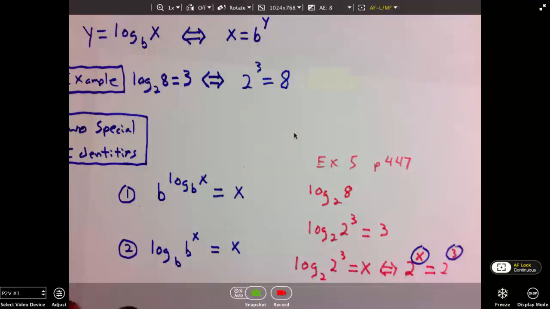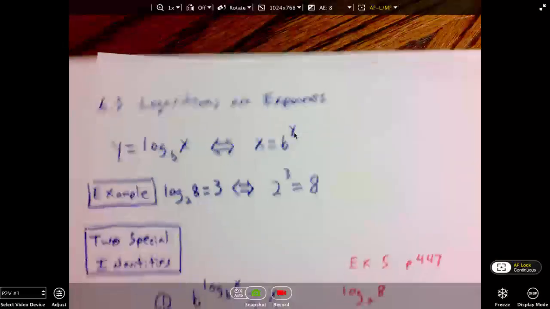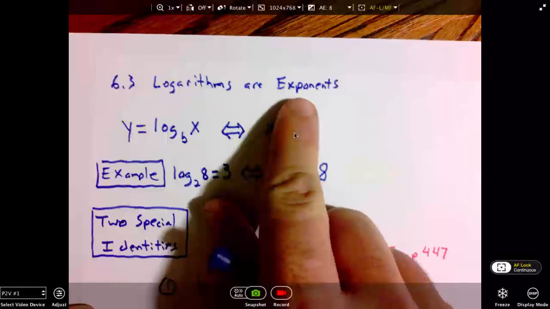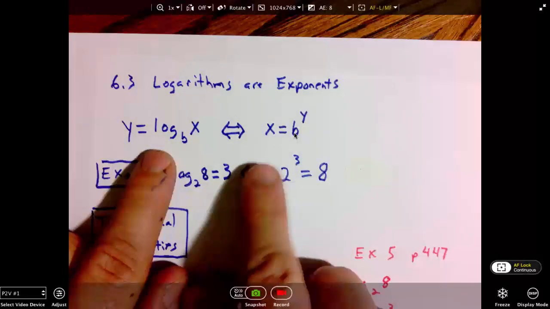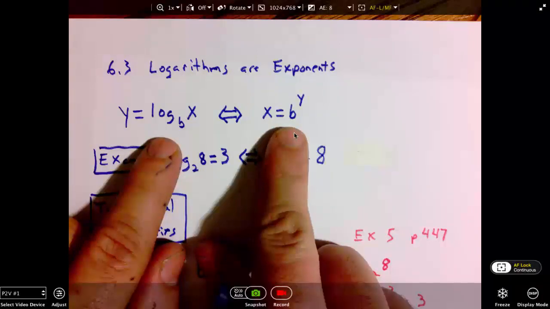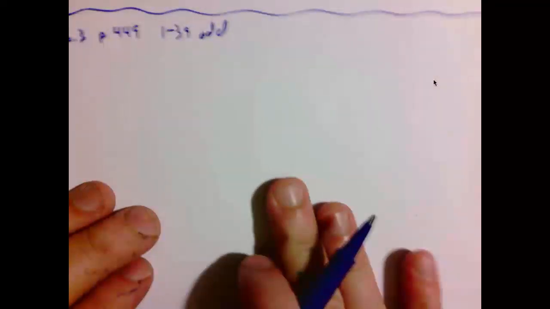All right, so your main takeaway from these notes, 2 things. 1, a logarithm is simply an exponent. Number 2, we can convert between our logarithmic notation and this notation by using this definition. All right. I'm now going to do a couple of example problems from 6.3. 6.3 is page 449, and we're doing 1 through 39 odd. You're going to find that these problems are going to go relatively quickly.